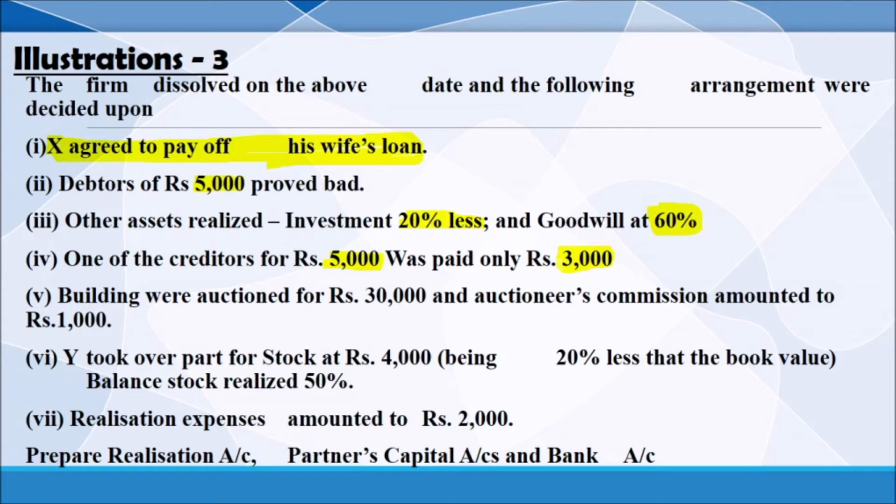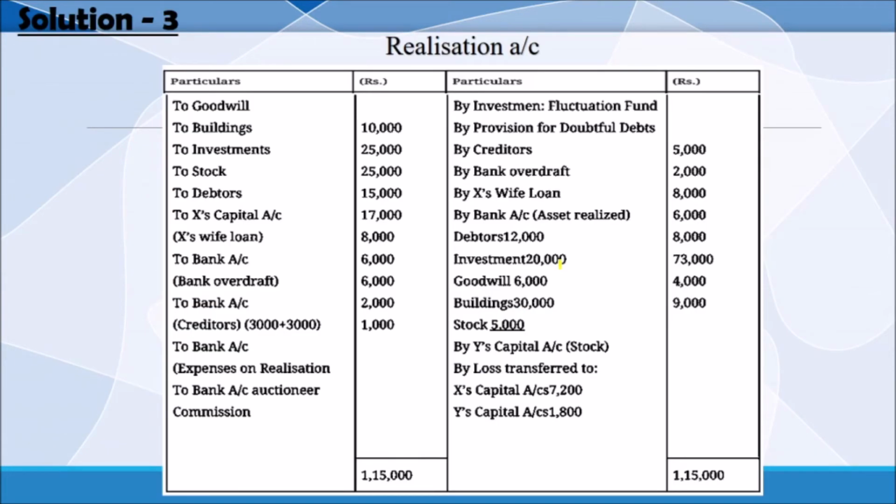We have to prepare the accounts. So first of all, we have to prepare the realization account. Items: goodwill transferred, building transferred, investment transferred, stock transferred, debtors transferred. Here investment fluctuation fund, it is fund, not reserve, so it is transferred. Debtors, provision for doubtful debt, it is transferred. Creditors transferred, bank overdraft transferred, and also ex-wife's loan transferred.